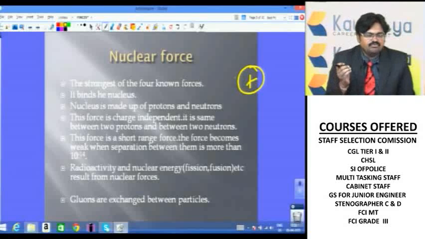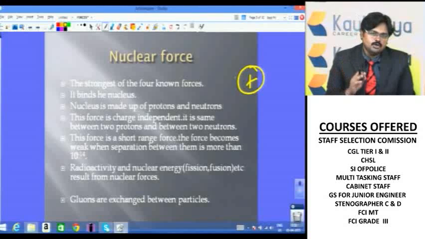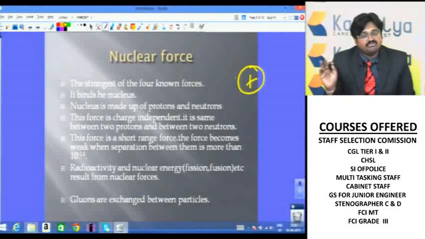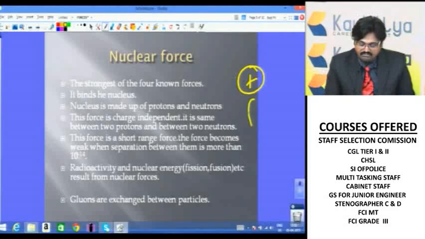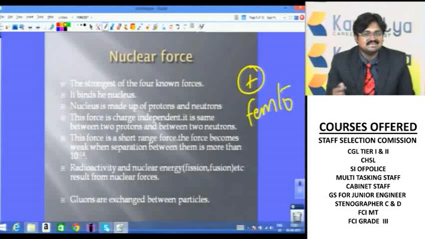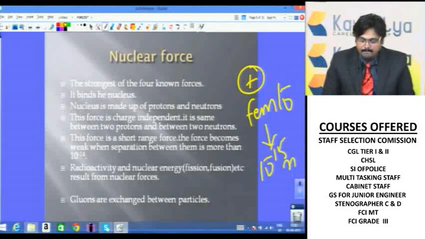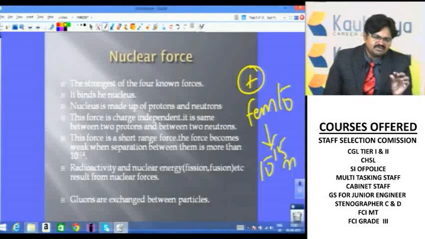Now you find that the diameter of a nucleus is about a femtometer, of the order of a femtometer. What do you mean by a femto? Nano means 10 to the power of minus 9. Femto means 10 to the power of minus 15 meters. Femto is a very small unit, 10 to the power of minus 15 meters.